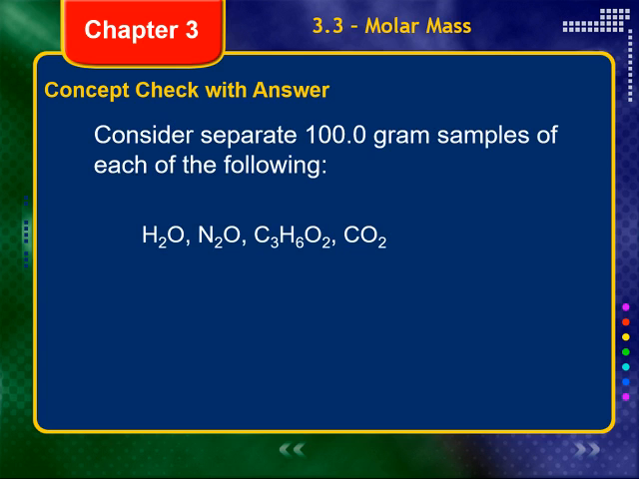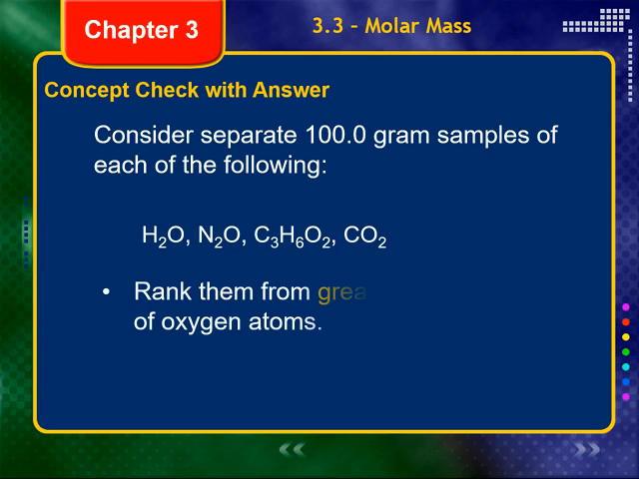All right, I'll give you the answer for this one. Please give it a shot. Consider separate 100.0 gram samples of each of the following. We have H2O, N2O, C3H6O2, and CO2. Rank them from greatest to least number of oxygen atoms. If you have 100 grams of each of these four things, which one is going to have the most oxygen atoms? Go ahead and press pause now so you can generate your answer.